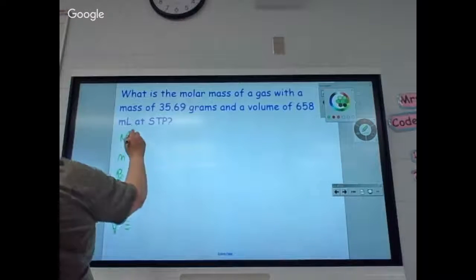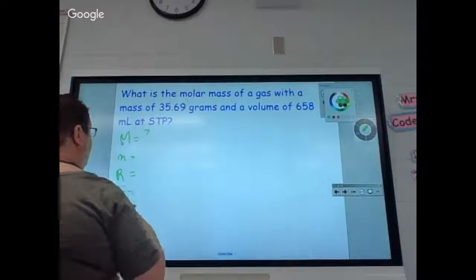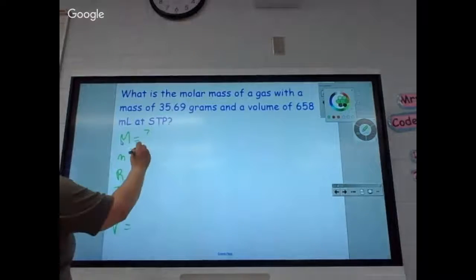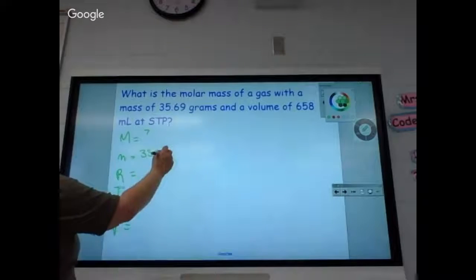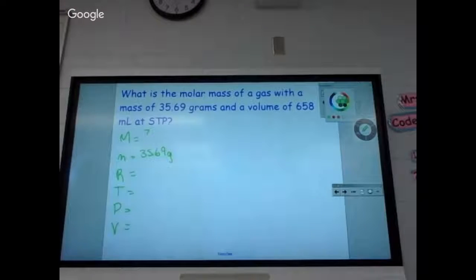Now, given they've asked you for molar mass, the rest of the variables we have to have. Mass is 35.69 grams. Now, the biggest mistake that people make once I teach this formula is they struggle with PV equals nRT and this one. Little m stands for what? Mass. N stands for what? Moles. You have to keep those two straight. If you choose to flip back and use PV equals nRT, you have to remember that N stands for moles. So if you're using that formula and you've got grams, you have to change it to moles.